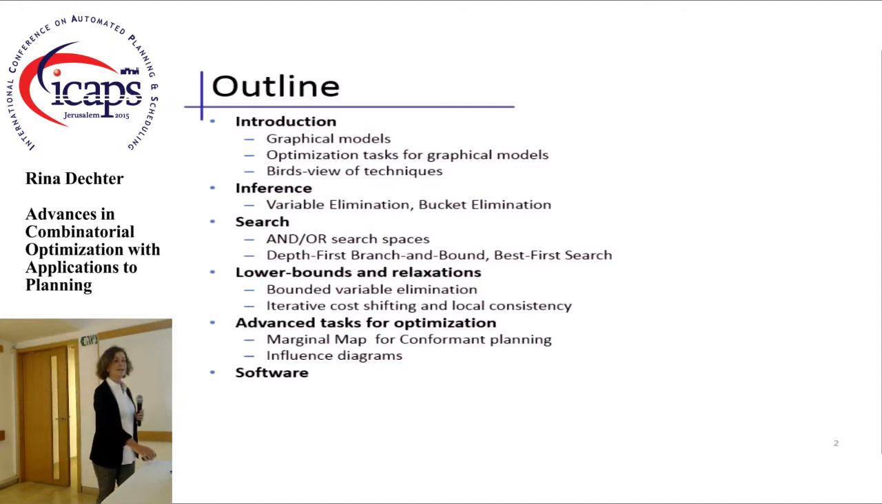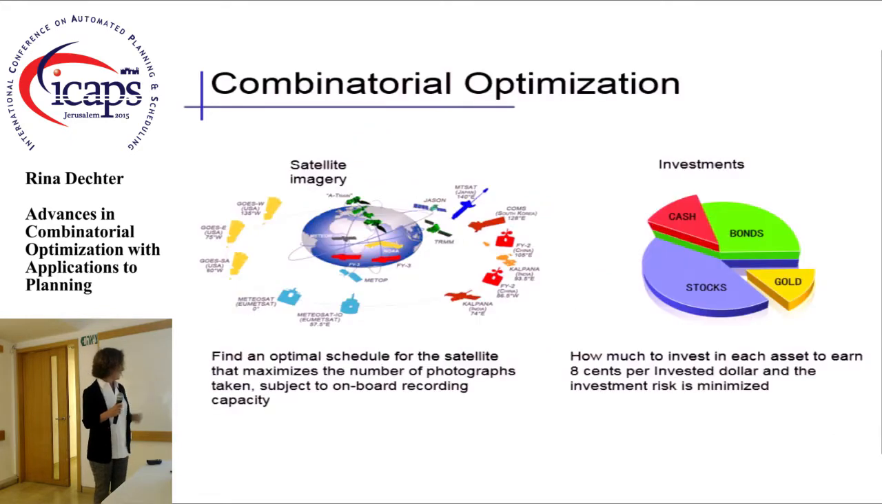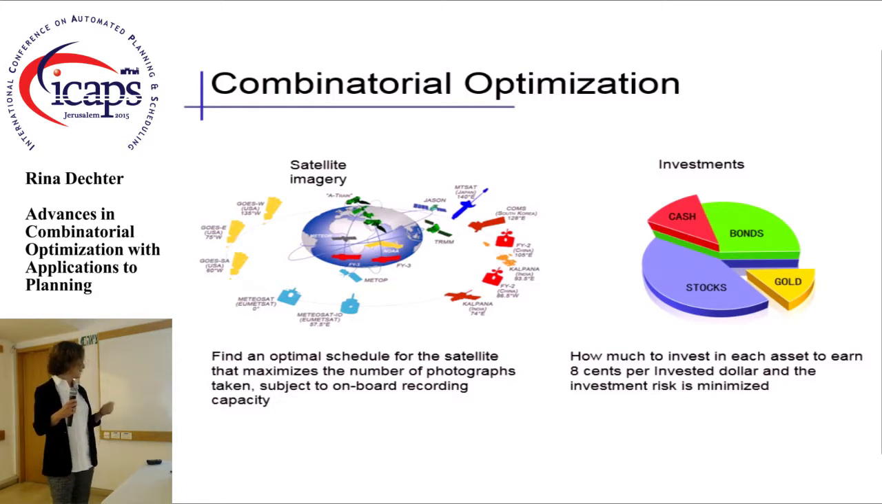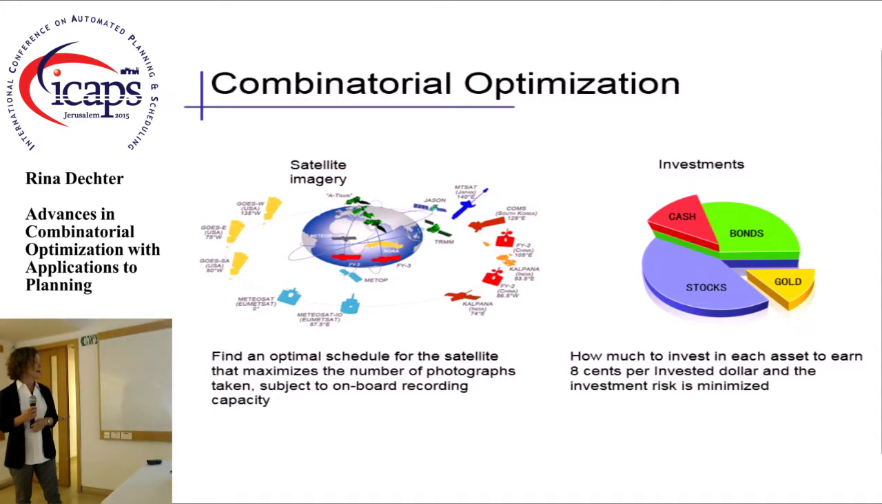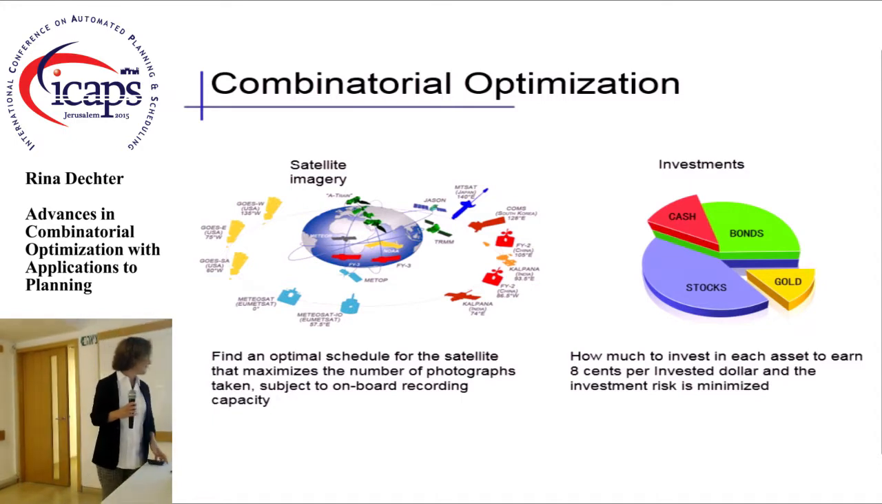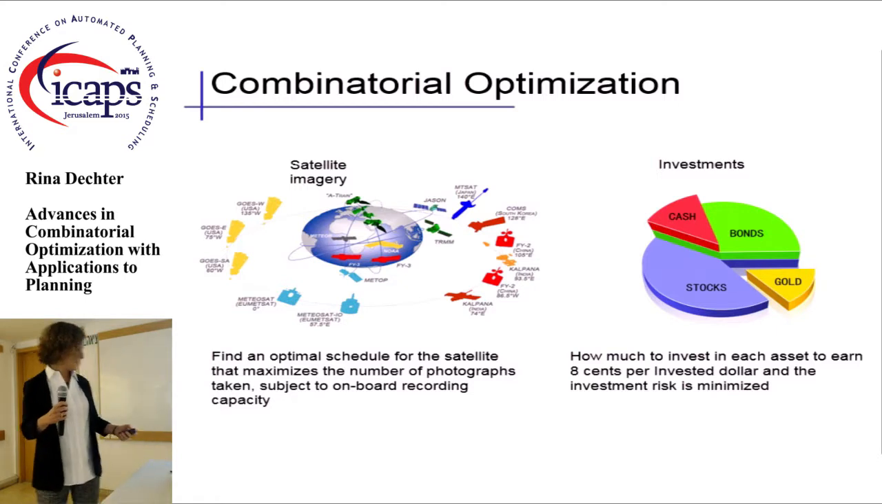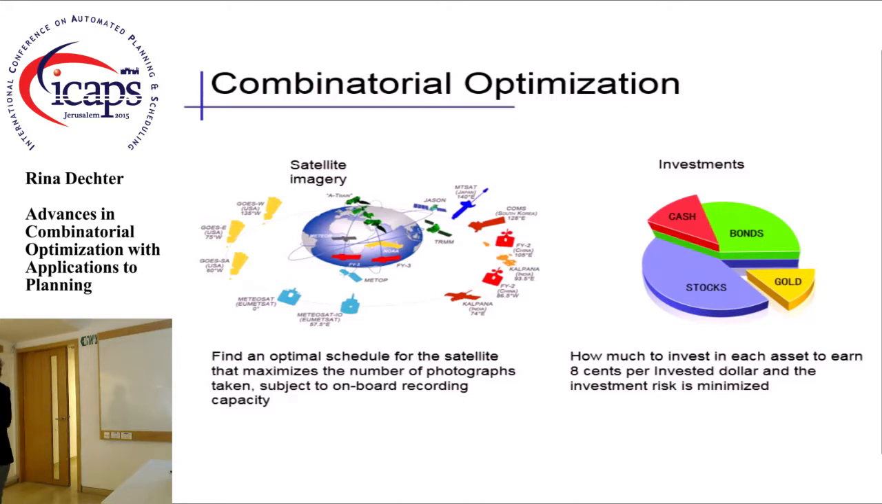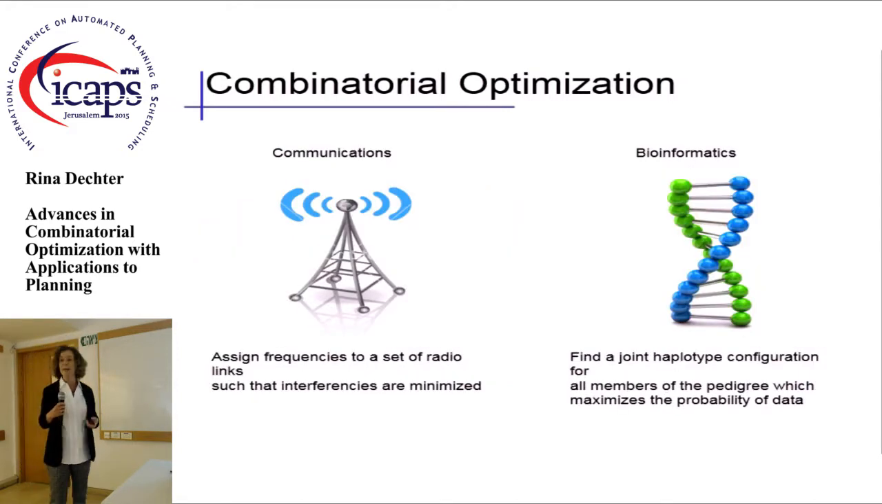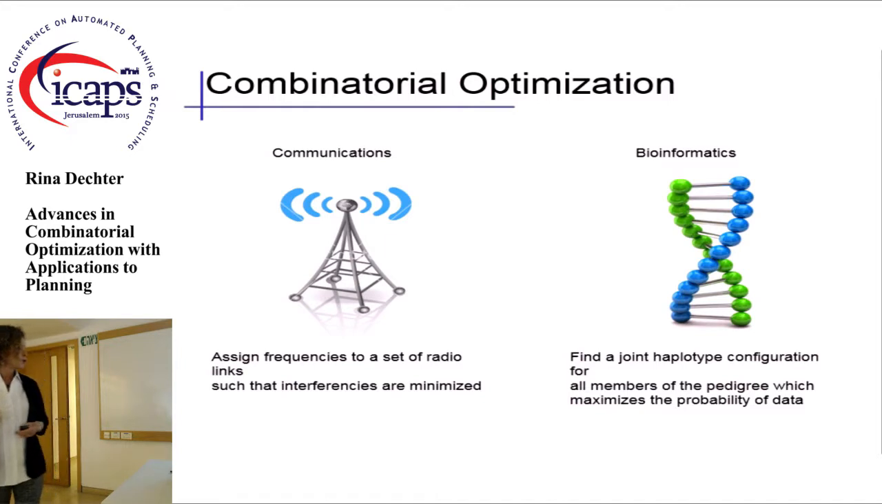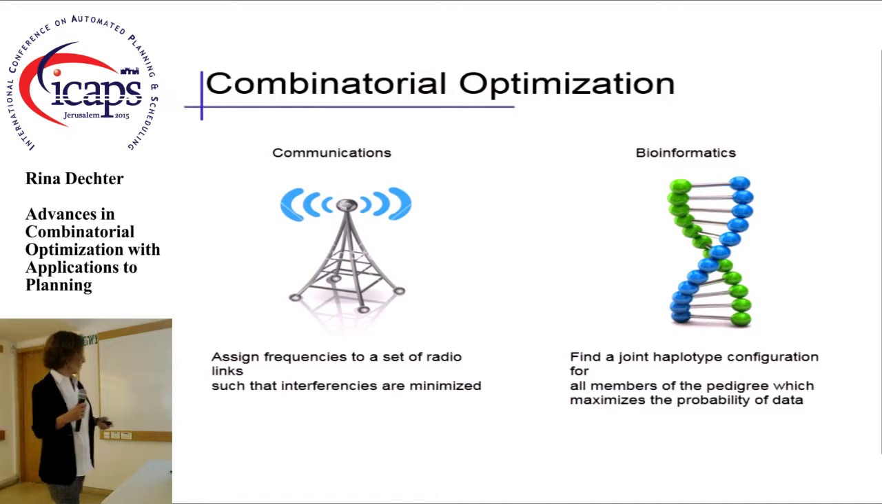Okay, so applications. It's good to ground ourselves and mention that there are many, many applications. Here is a visualization of scheduling, finding an optimal schedule for a satellite that maximizes the number of photographs taken, subject to onboard recording capacity. Another task is how much to invest in each asset to earn a return in investment. In communication, we assign frequencies to radios that need to communicate without interference, and there are many applications in bioinformatics. In this case, you want to find joint haplotypes, a configuration that is consistent with the data. And there are many, many more.